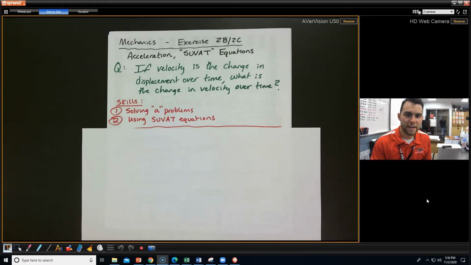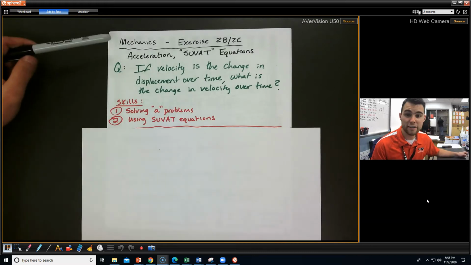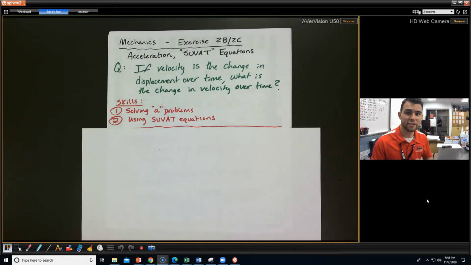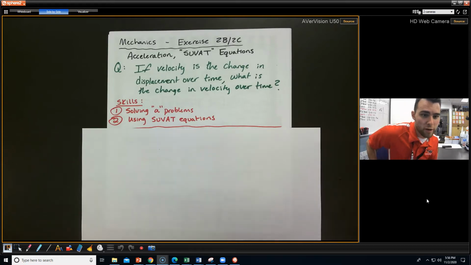It is Mr. Knight back again, giving you this time a double-decker action. We are going to be looking at acceleration and these things called SUVAT equations. It's just an acronym for a bunch of equations that you're going to need in order to be successful in this class.